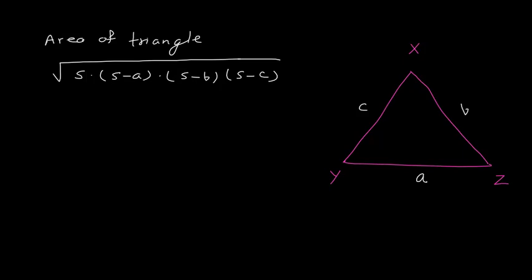And what is this S? This S is called the semi-perimeter. This S is A plus B plus C whole divided by 2. It is called the semi-perimeter.